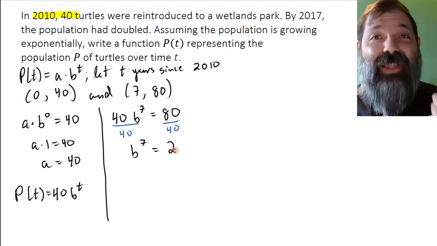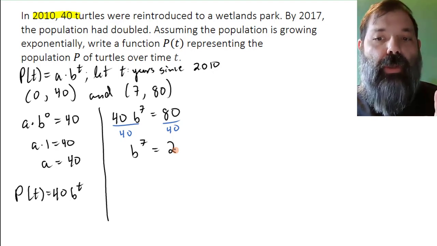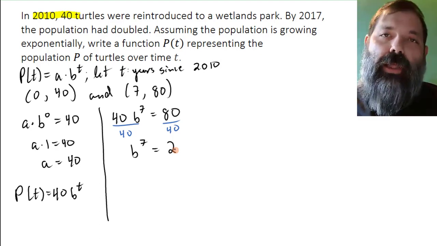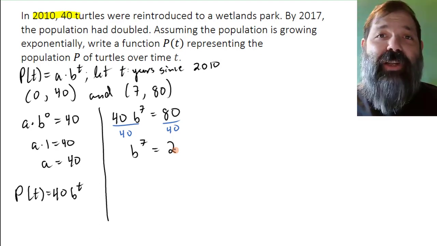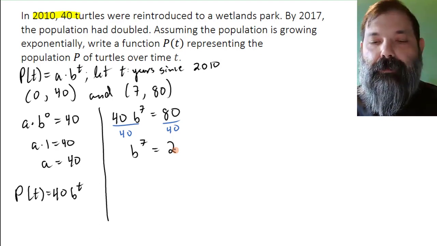Now remember, the population doubled over that time period, and we ended up with a 2 as the factor change. And that's not a coincidence. If the statement had said the population tripled, we should get a 3 there instead.